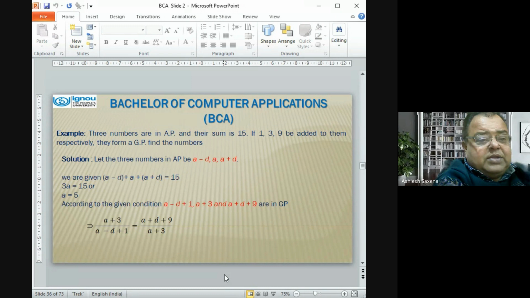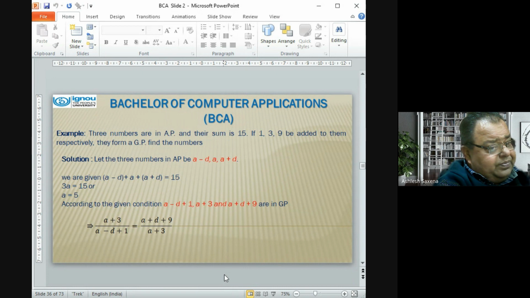Now, three numbers are in AP and their sum is 15. If 1, 3, 9 are added to them respectively, they are in GP. Find the numbers. So first of all, what thing will come to our mind? It is given in the initial part of the question that the sum is related to AP. If they are talking about AP, that means we have to just recall what the three numbers in AP are: A minus D, A, A plus D. This is used when the sum is given to us. So straight away, we will add these numbers, and this addition will be equal to 15. D will get cancelled. You will be left with 3A is equal to 15. That means A is equal to 5.